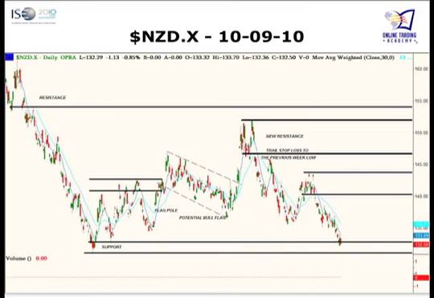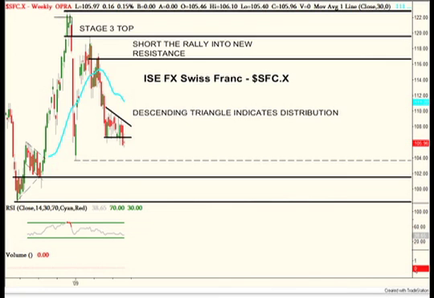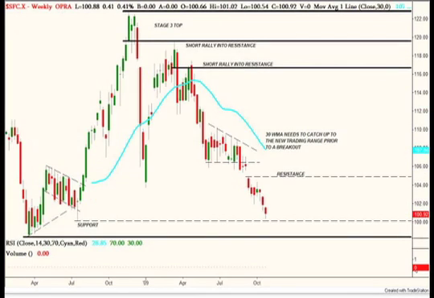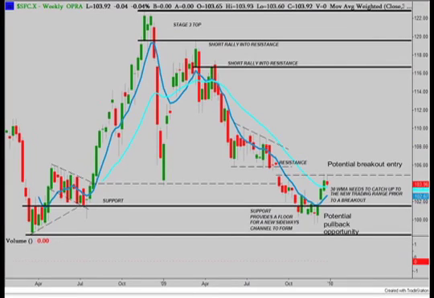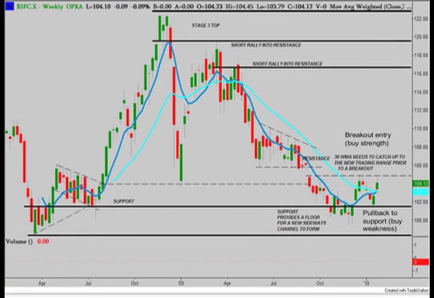Okay. This Swiss franc, I don't know what to say. We came down to support last year around this time. We flopped around in a trading range situation. We had a potential breakout going into December and January. You also had an opportunity for a pullback to the origin of the support at the bottom there. You got your pullback entry at the beginning of the year. You also have your breakout entry.